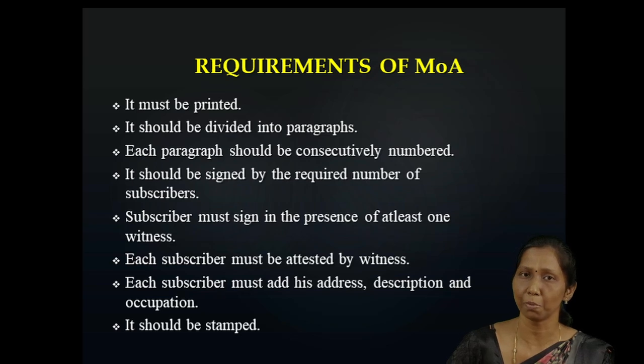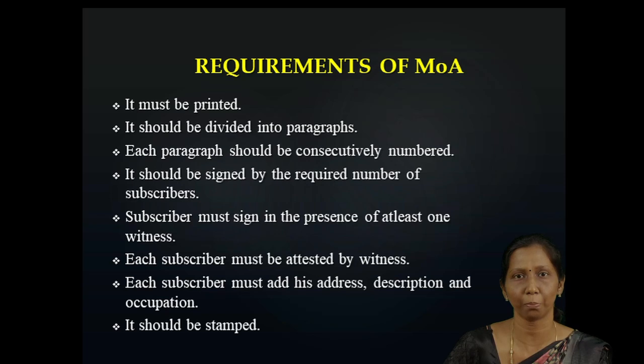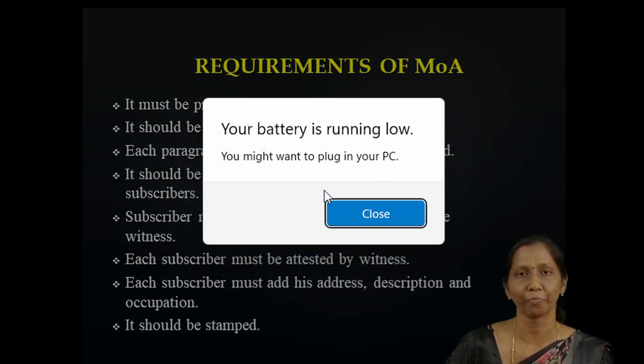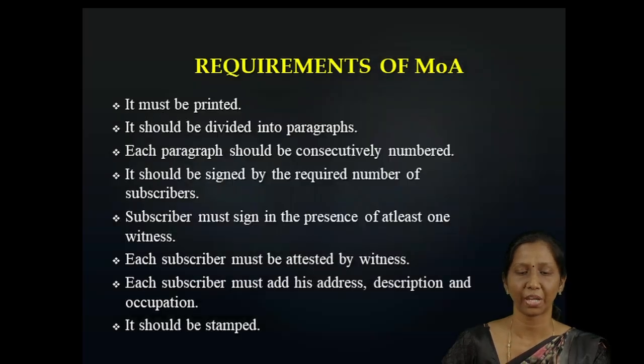And the subscribers should sign in the presence of a witness. Every subscriber should sign with the help of a witness, because in case of a private limited company there will be 2 directors, so for 2 directors we need 2 witnesses. And for a public limited company with 7 directors, we need 7 witnesses. So everybody should sign in the presence of at least 1 witness. The subscriber must sign, and after that, it should be stamped.